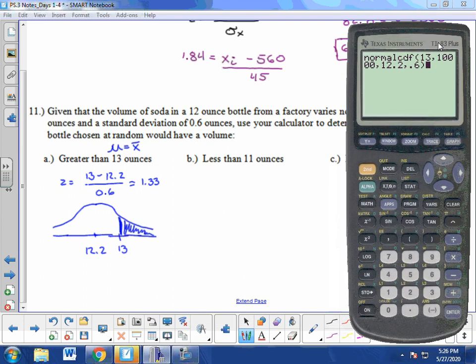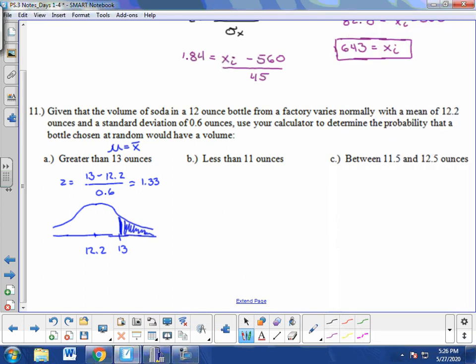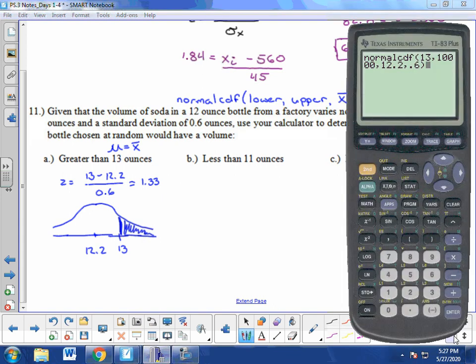So let me walk you through that again. What we have here is we're going to have normal CDF. We're going to have our lower bound, then a comma, then the upper bound, then a comma, then x bar or mu, which is the mean, and then this comma, then standard deviation, and then close your parentheses. And so the newer calculators do that for you automatically. The older ones, you have to type that in.